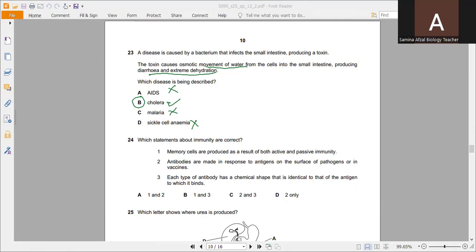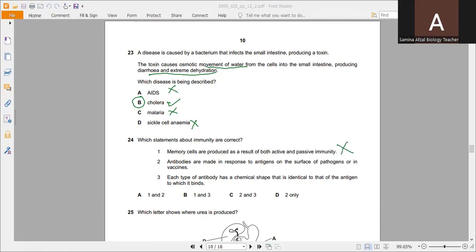Question number 25 is there. The first statement is: memory cells are produced as a result of both active and passive immunity. Memory cells are only produced in active immunity, where the body's own immune system responds to a pathogen. Passive immunity involves receiving antibodies from an external source, which provides immediate but temporary protection without creating memory cells. So statement number 1 is not correct.